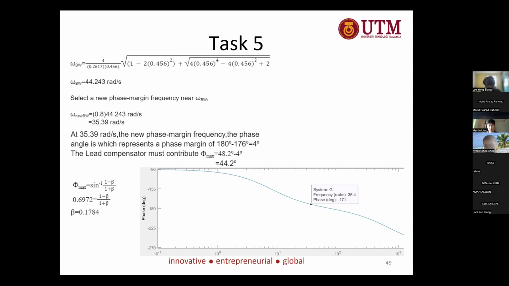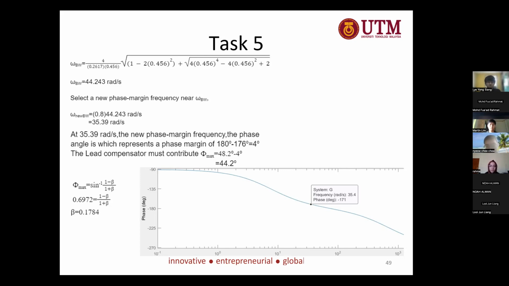So we plot the graph. From the plot, we point to the frequency equal to 35.4, and we find that the phase equals negative 171. After that, we had to add a negative 5 correction factor, so the phase will be negative 176. Then we calculate the phase margin: 180 minus 176, so the phase margin equals 4. However, the phase margin is not what we want. Since the overshoot that we want is 20%, the phase margin that we want should be 48.2.